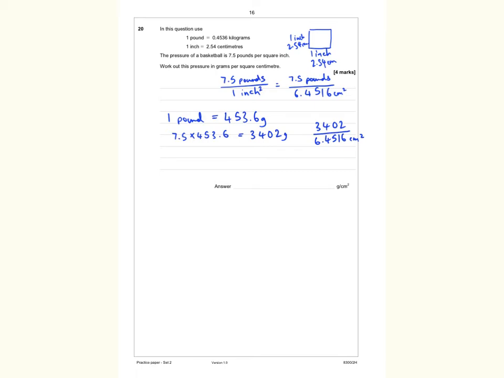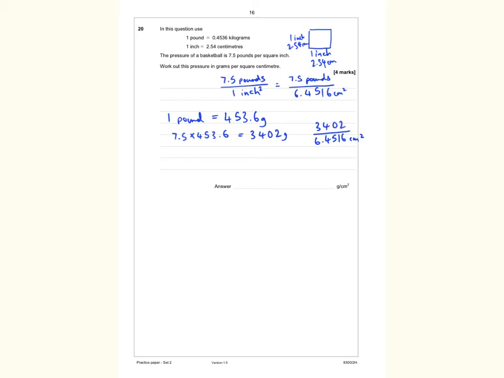Okay, but remember, we want to work out this pressure in grams per square centimeter. So 1 square centimeter has to be at the bottom. So here's a fraction. I can keep an equivalent fraction by multiplying top and bottom by the same thing, or dividing top and bottom by the same thing. So if I divide the bottom by 6.4516, I get 1, which is what I want, and I'd have to do the same to the top.